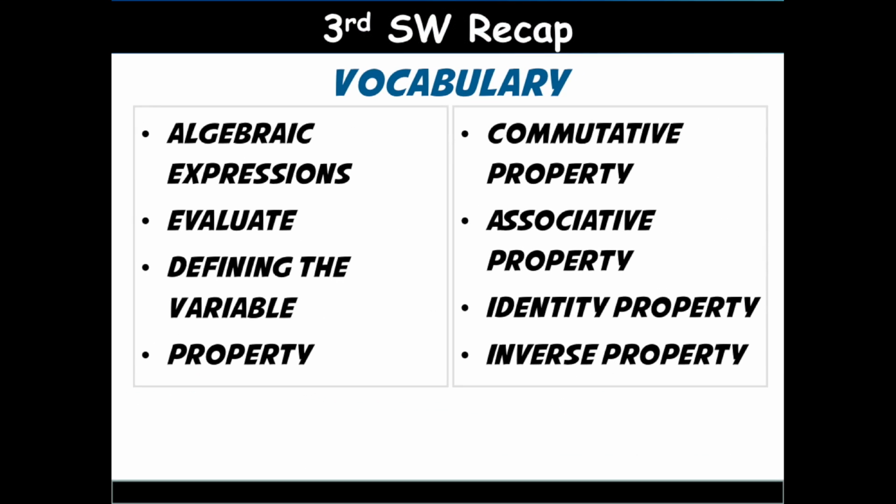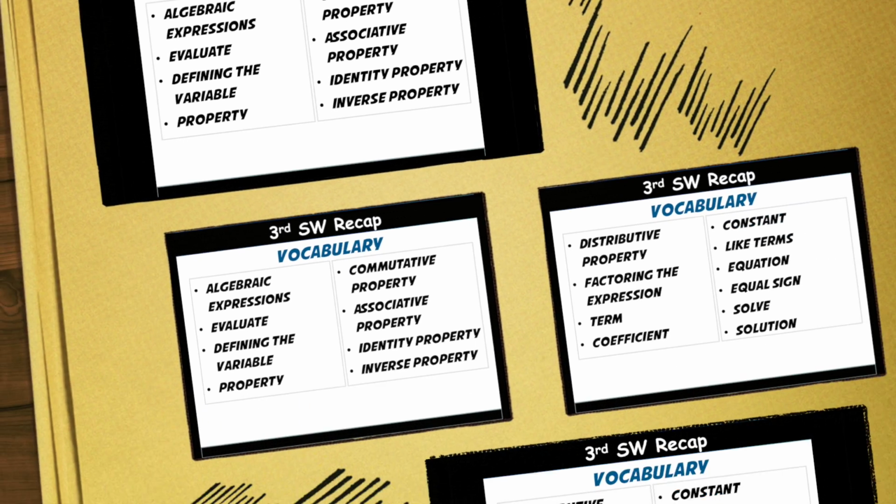First thing, your vocabulary. You saw terms such as algebraic expressions, evaluate, defining the variable, property, commutative property, associative property, identity property, and inverse property. You'll notice that the emphasis this 6 weeks was on all the different properties, so you might want to go back and recap more specifics on each one in case this video doesn't quite do it for you.